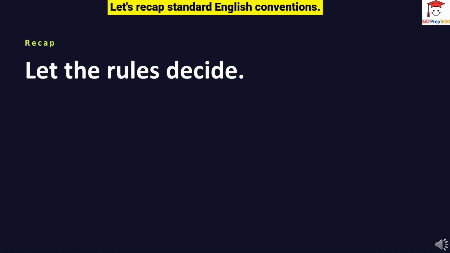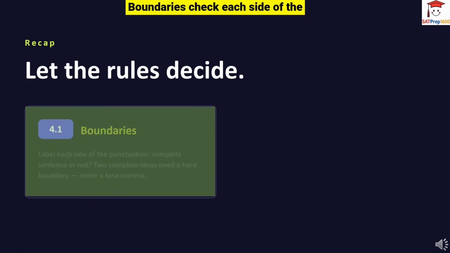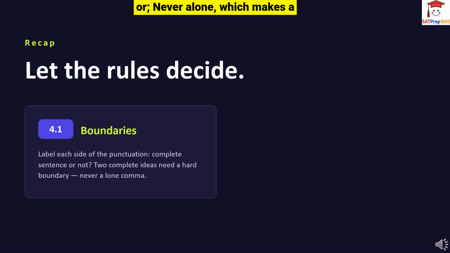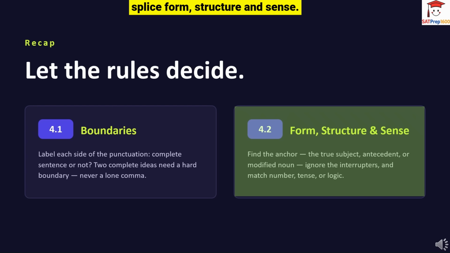Let's recap standard English conventions. Boundaries. Check each side of the punctuation and ask whether it's a complete sentence. 2 complete sentences need a hard boundary, a period or semicolon, never a lone comma, which makes a splice. Form, structure, and sense. Find the anchor, the true subject, the antecedent, or the noun a modifier describes. Ignore the words in between and match number, tense, or logic.